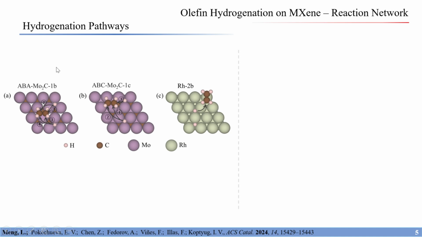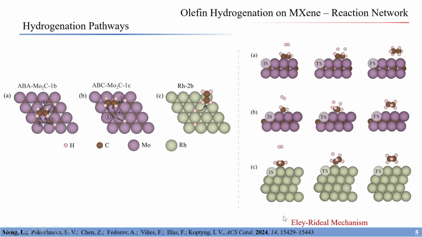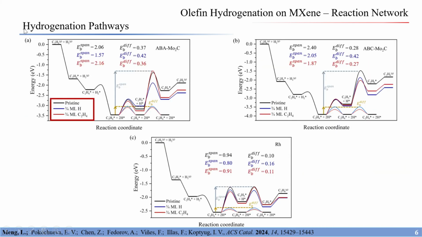But before proceeding to these pathways, we first studied the Eley-Rideal mechanism because it only considered the pairwise addition. But due to its high energy barrier, this mechanism was first ruled out. Here are the hydrogenation pathways on clean, hydrogen coverage and ethene coverage surfaces using the span energy barrier, which is the energy difference between the transition state with the highest energy and the intermediate with the lowest energy.